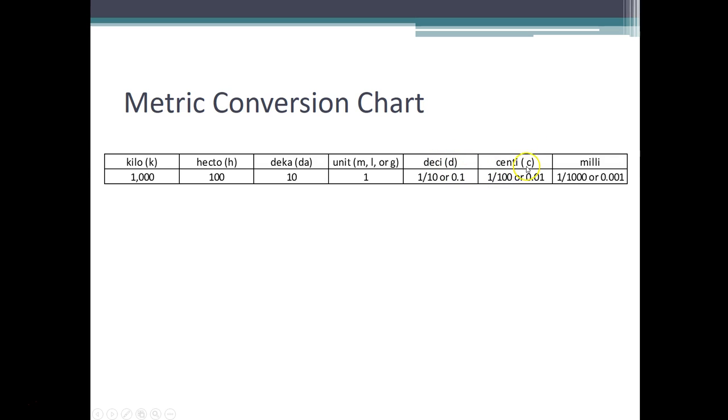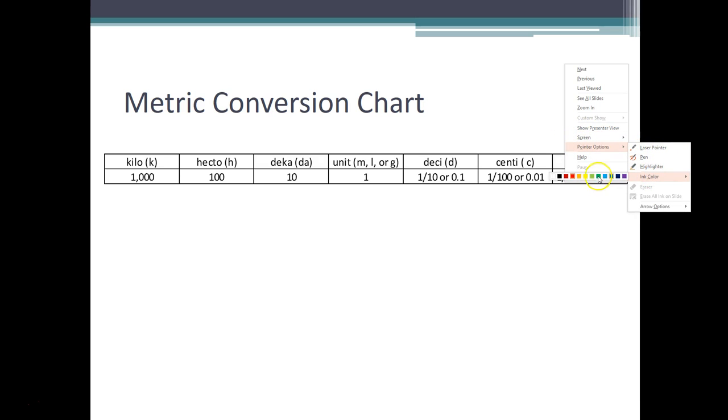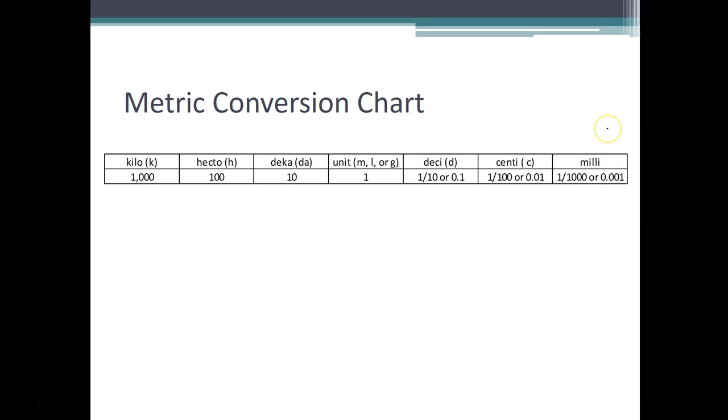Centi is 1/100th, or C. Milli is 1/1000th. And then there should be an M there, but it's missing. You should have an M written in there for the abbreviation for milli. Oh, I've got to get my pen to be black here. I'll figure out how to change the default so it doesn't keep popping over to red. But yeah, the abbreviations of them.